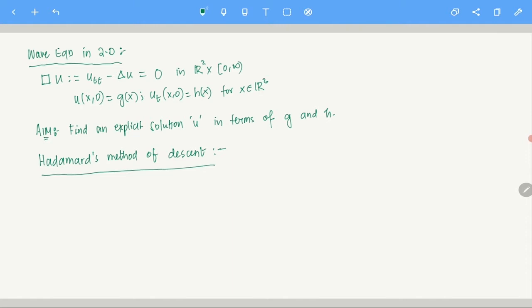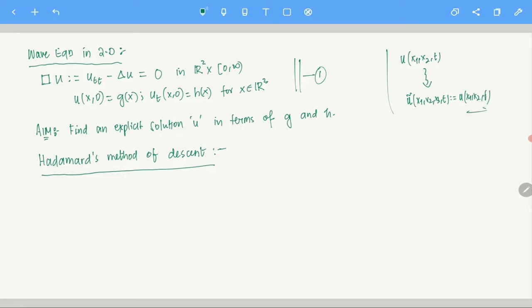As the name suggests, you realize what we are trying to do here. First thing first, we will think of this problem in R3. Here u depends on x1, x2 and t. For this problem, let's say that problem is 1, now you can think of it as a function in R3 times (0, infinity). So basically u tilde of x1, x2, x3, t, and you define it in such a way that it is independent of the third variable, so u(x1, x2, t). Is this clear? Do you understand what I am saying?